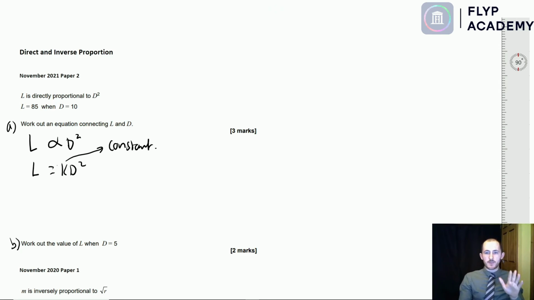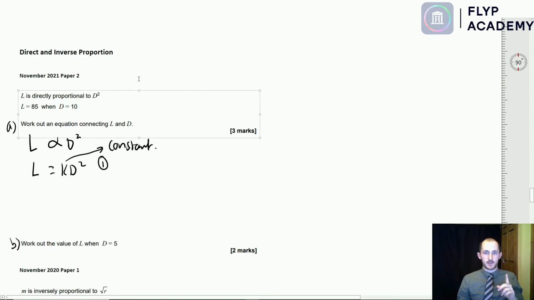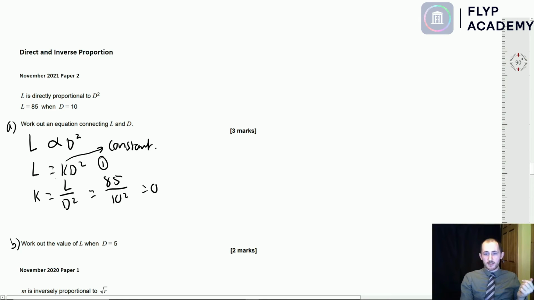Now, some students leave it here. This gives you 1 mark. It's a 3-mark question. It's not going to be 1 step. Okay? They also give you this information. They never give you information you don't need. So, we need to work out what K is. Now, K will be L over D squared, which is 85 over 10 squared, so that's 85 over 100, so it's 0.85. Just in case you don't believe me.